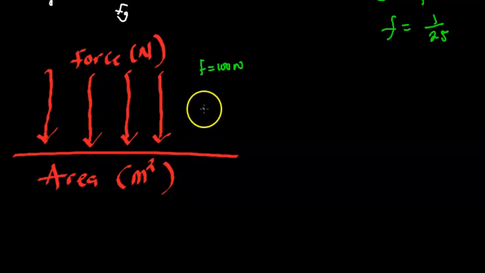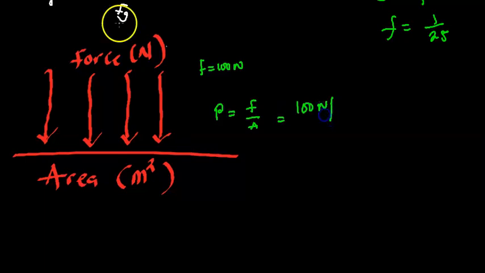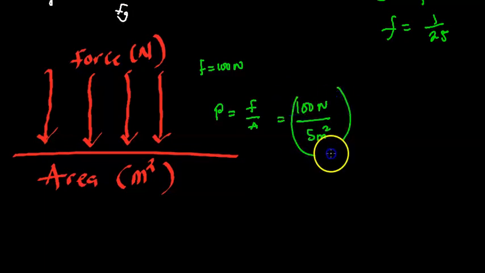In this case, since we are asked to find the pressure, it is simply going to be force divided by area, which is going to be 100 Newton divided by 5 meter square. The unit of pressure is Pascal. Our answer is going to be 20 Pascal. And this is it for this problem.